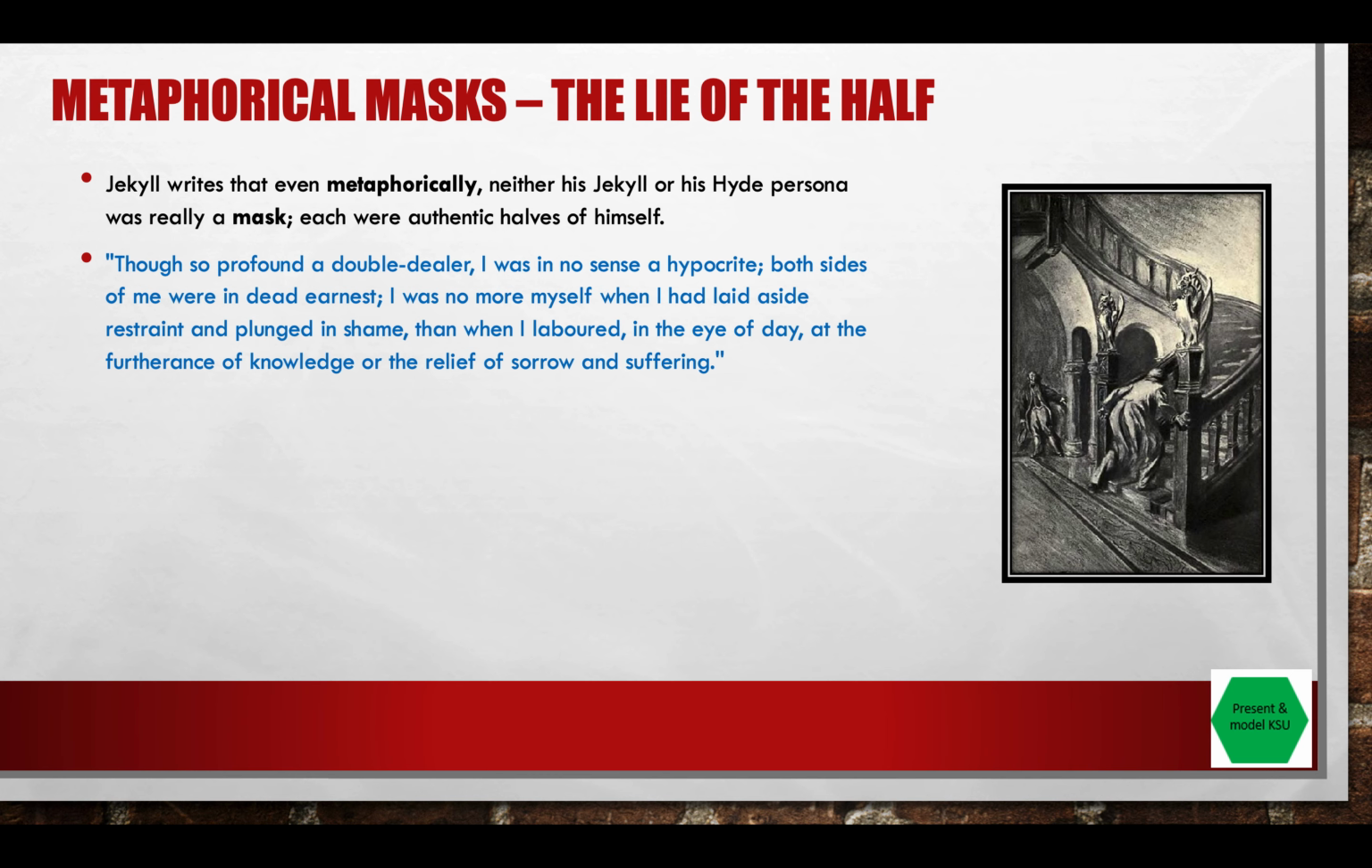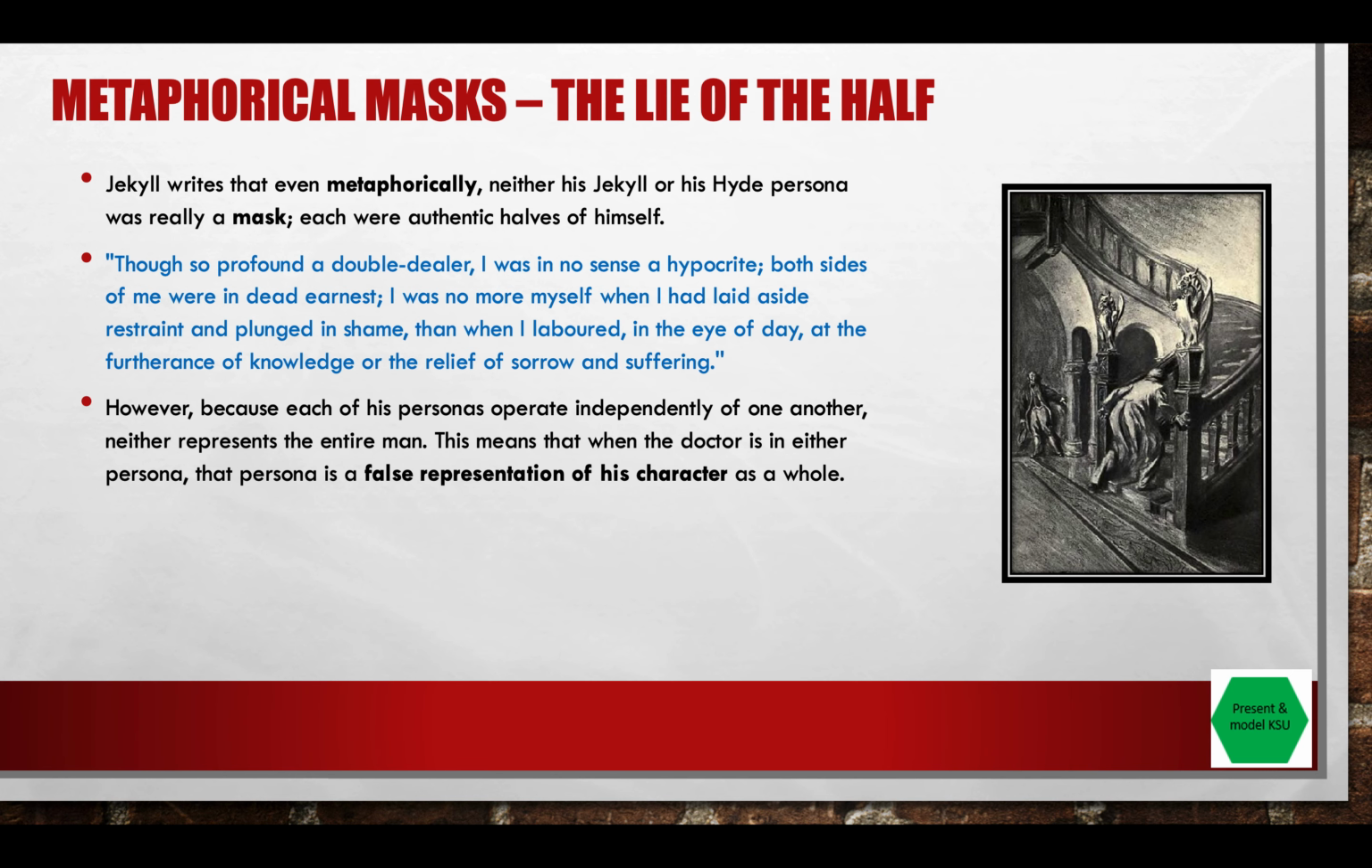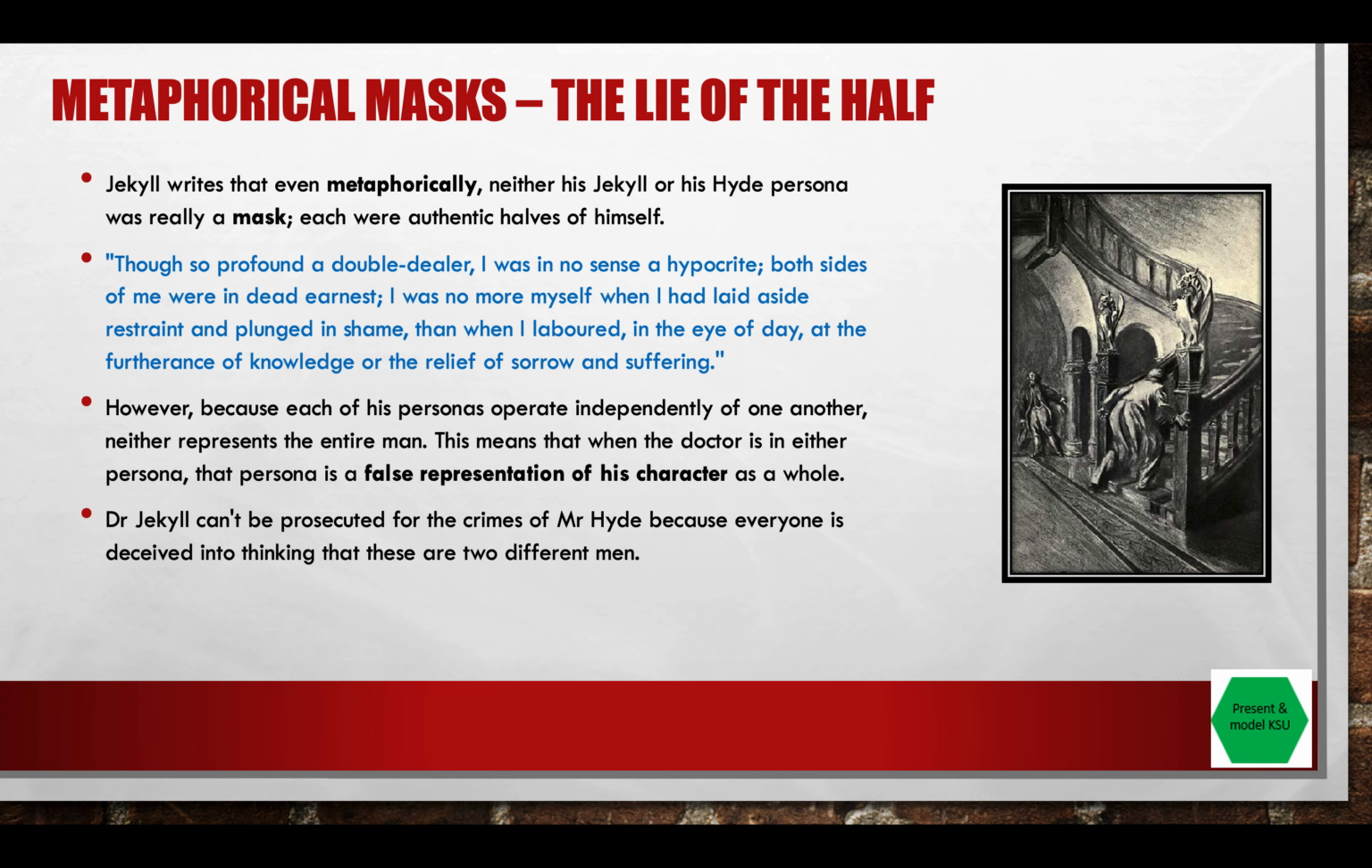However, because each of his personas operate independently of one another, neither represents the entire man. This means that when the Doctor is in either persona, that persona is a false representation of his character as a whole. Dr. Jekyll can't be prosecuted for the crimes of Mr. Hyde because everyone is deceived into thinking that these are two different men. Thus, each of them represents a kind of mask or facade that hides his full identity.